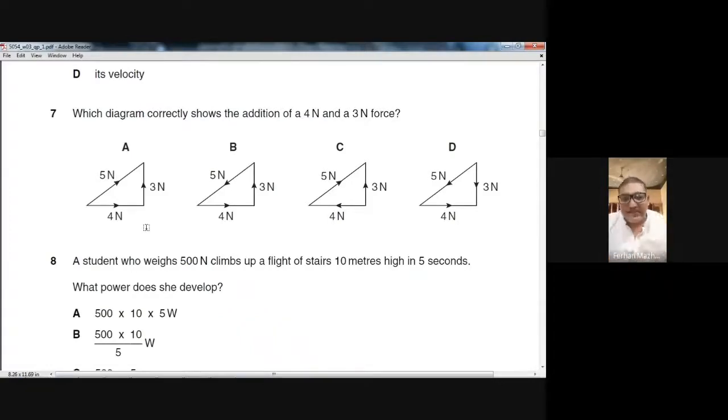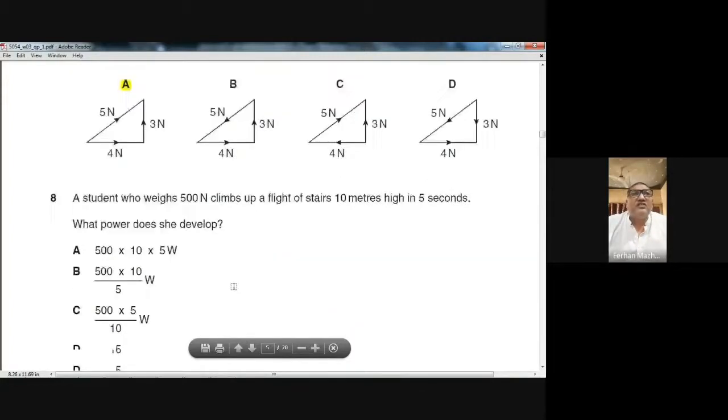Try to understand once again. It's a triangular law. If you are using the triangular law to find the resultant of two forces by adding, you take the first vector. On the head of the first vector, you put the tail of the second vector, and for the resultant, you join the tail of the first vector with the head of the last vector. So clearly, A is the option. Question number 7, A is the right option, sir.